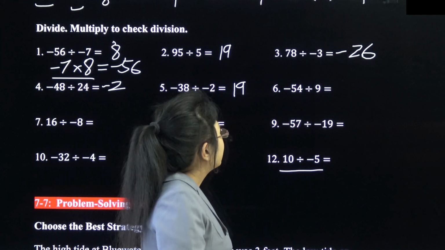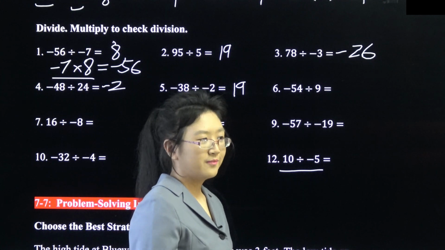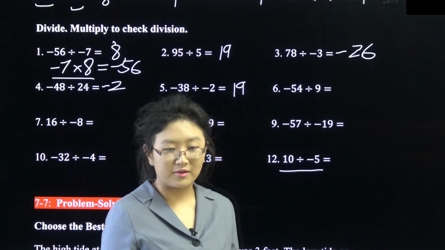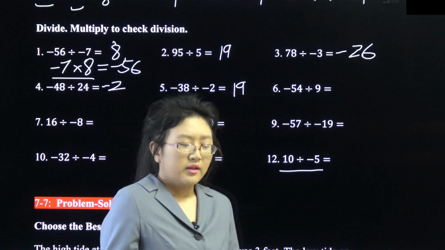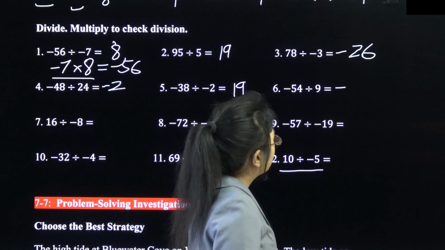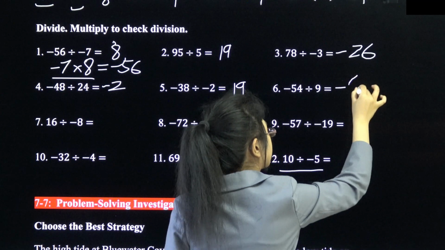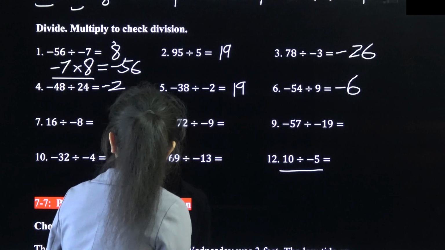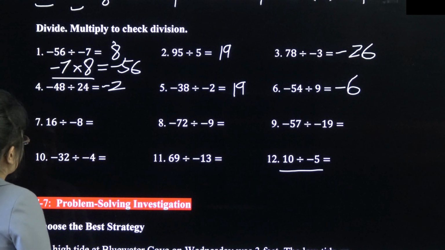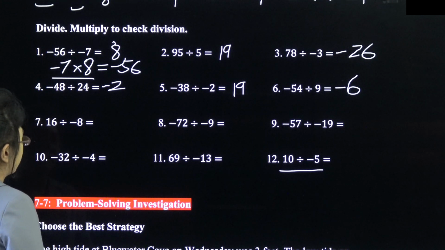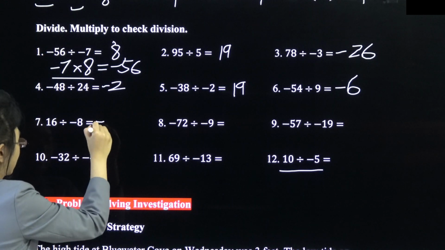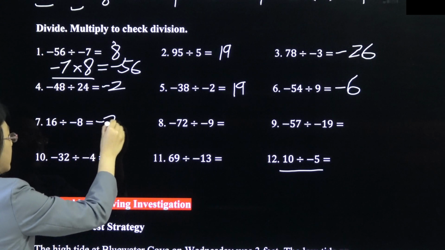Negative 54 divided by 9. Negative 54 is, well, negative, and 9 is positive. The signs are not the same, so it's going to have to end up negative. Now 54 divided by 9 is 6. The answer is negative 6. 16 divided by negative 8. 16 divided by 8 is 2. But one's positive, one's negative, which means that the final quotient would be negative 2.